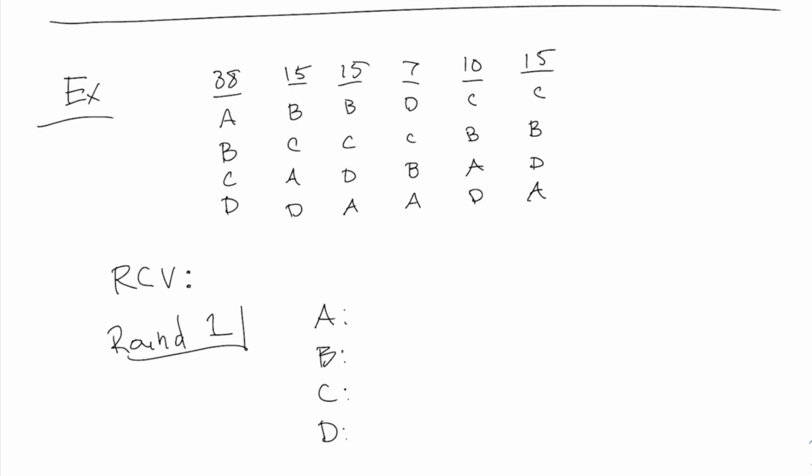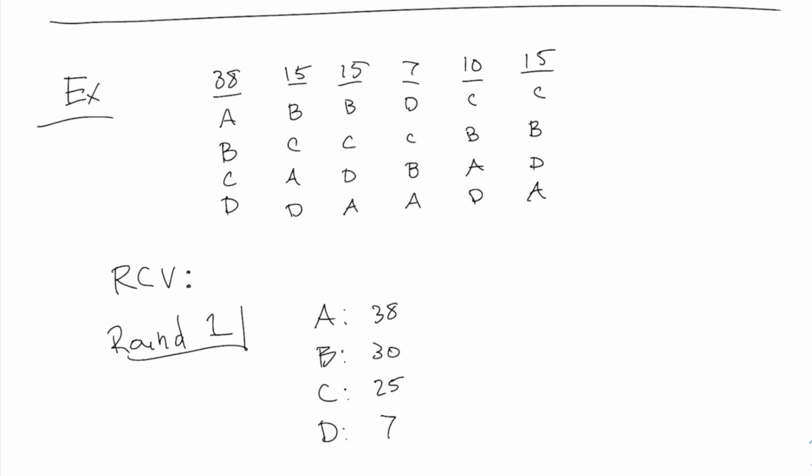I count A on top 38 times, right? Just the first column here. B, I got 15 here and another 15 here. That's 30. So B has 30 votes in the top position. What do you say for C? Yeah, it looks like 25 for C, because I got 10 here and 15 here. And D, 7. All right? Those are the results in round 1.